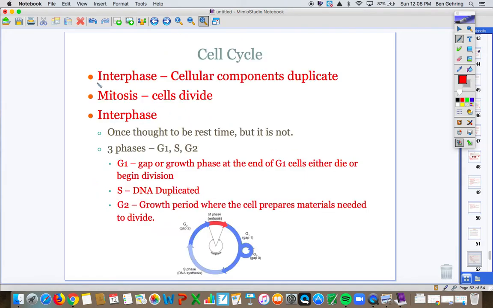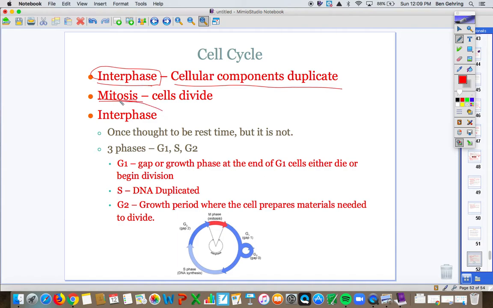So the cell cycle is what we're going to talk about. Interphase is when your cell does what it's supposed to do. Your cells will spend most of their time in interphase. At the end of this, your cell components duplicate, which allows us to perform mitosis. So in this process, our cellular components divide and replicate. In mitosis, the cell divides.